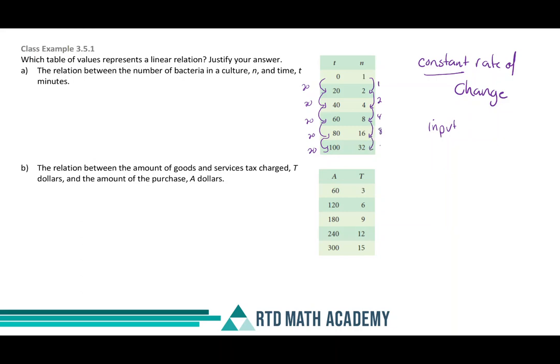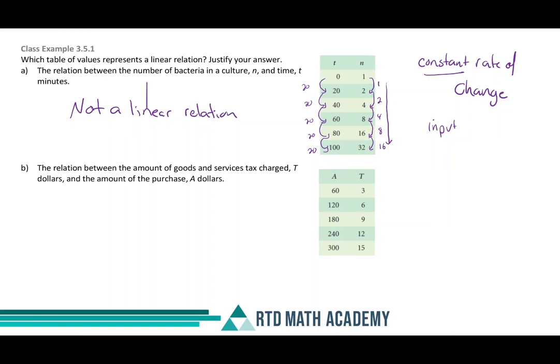And we can see, in this particular case, this is not constant. Okay, it's increasing first by 1 and then by 2 and then by 4. So it's actually doubling, but that's not a constant rate of change with regards to a one-to-one relationship. So this is not a linear relation because the consistency of the inputs and the constant rate at the inputs of 20 minutes per time is not being reflected in the number of bacteria culture that are being counted.